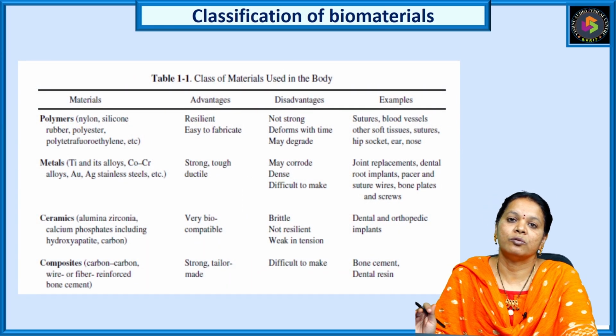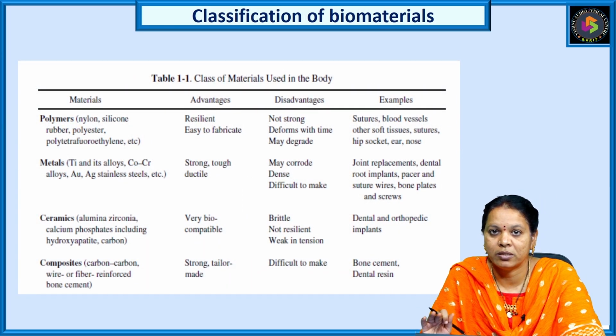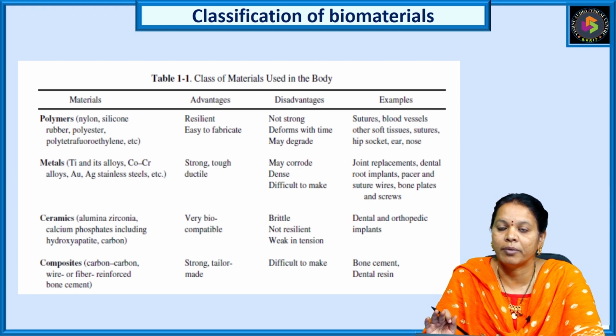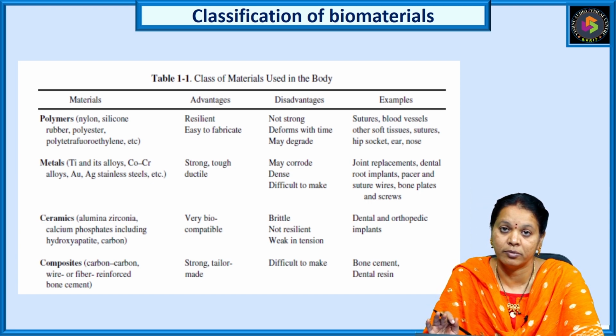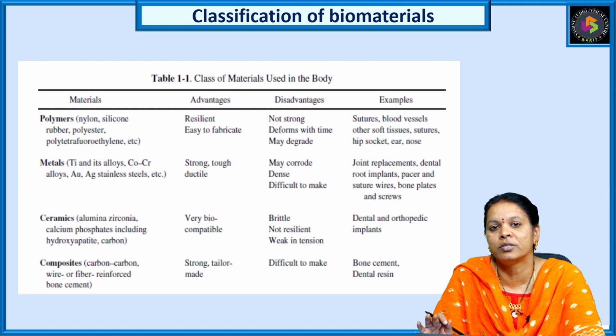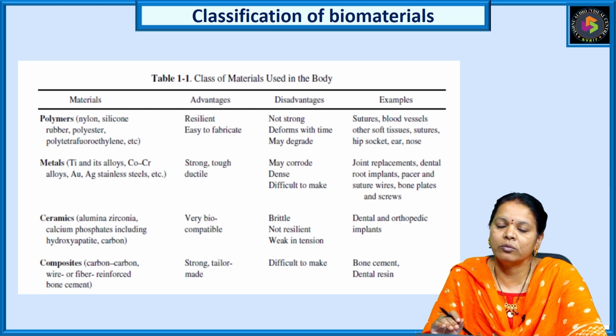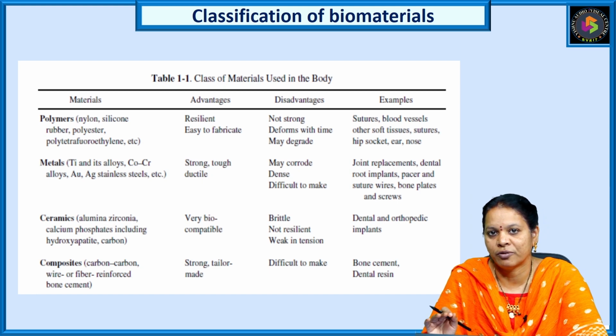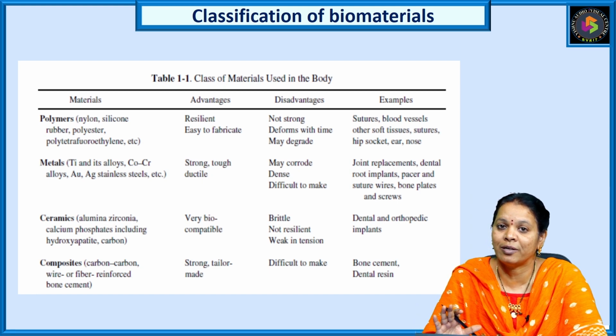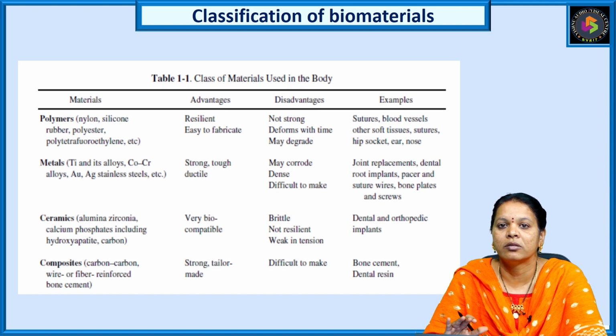So having discussed so much about what a biomaterial is, how it is compatible or to what extent it is compatible, and what the requirements are for it to be used as a biomaterial, we now get into the classification of biomaterials. What are the different types of materials available? What are their characteristics or properties, advantages, disadvantages, applications, all those things.